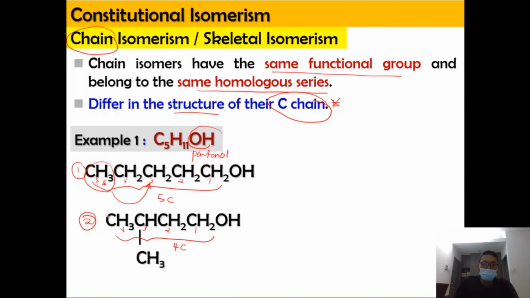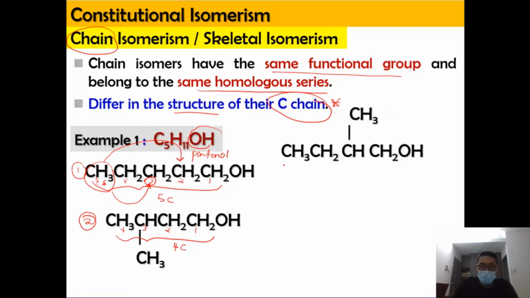Or, if you don't want to put it at number 3, you can put it at number 2. So what you're going to produce is something like this, where it also has 4 carbon, but now the branch is attached at carbon number 2, with carbon number 1, number 2, and here carbon number 3. So this is another different isomer.